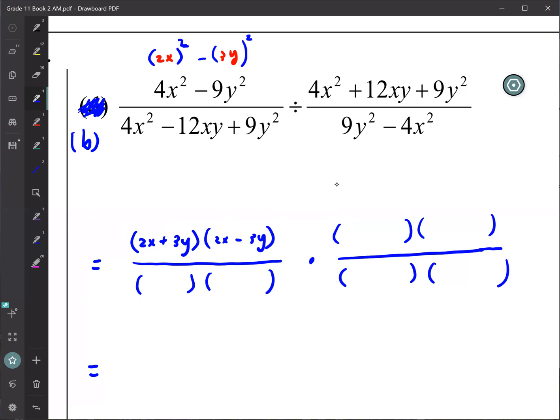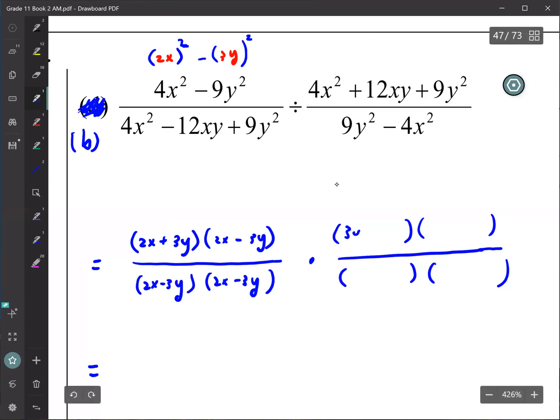2x minus 3y, 2x minus 3y. Okay, so this one, both of them are the same, right? You could also write it as a square, 2x minus 3y in brackets squared, or you write it separately. So three terms you use cross multiplying, okay? Now for the second fraction, after reciprocal, okay? What is on the numerator? Yosher, what's on the numerator?